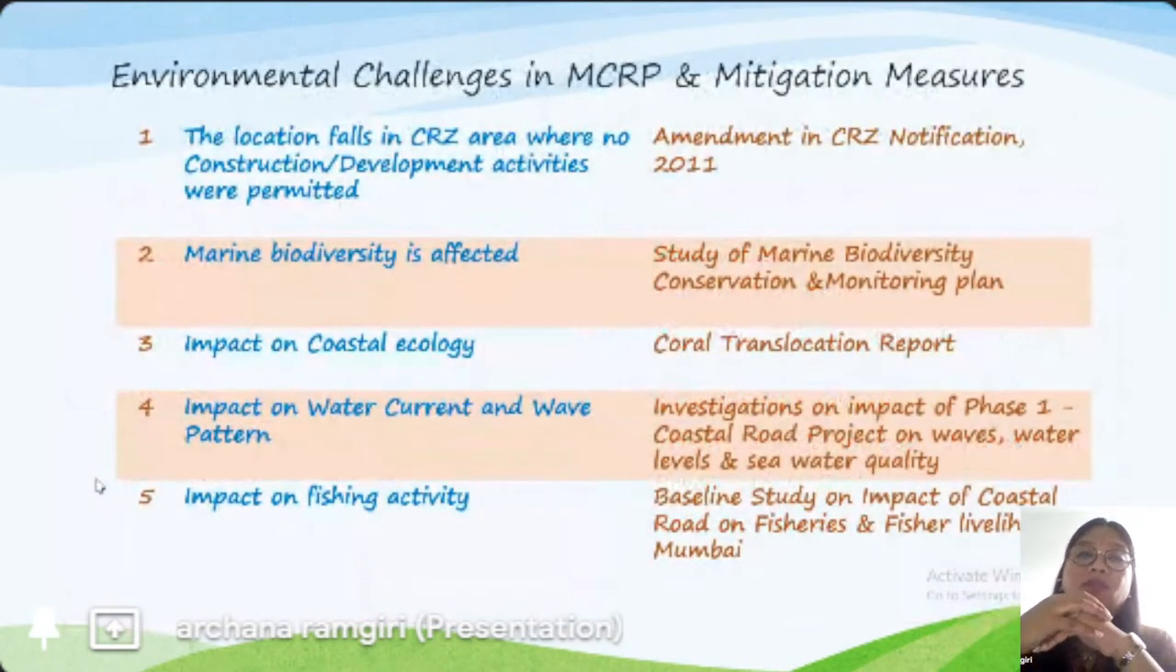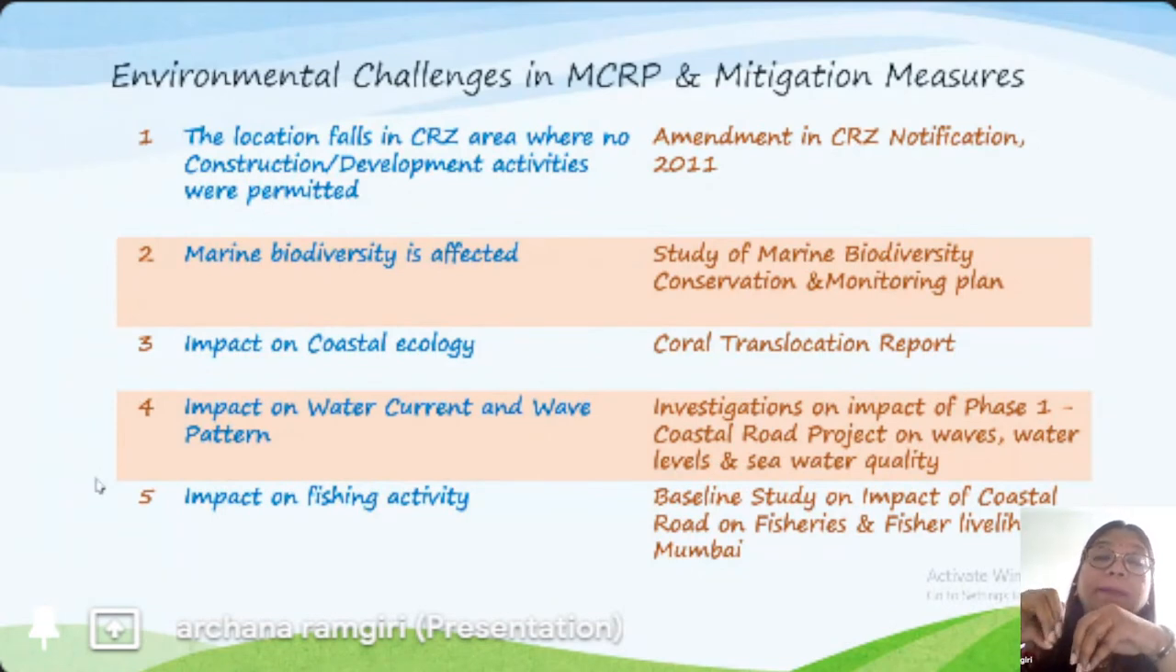So what are the environmental challenges in MCRP? The basic challenge is that the location falls in a CRZ area where no construction or development activities were permitted. So what is the measure? We need to amend the CRZ notification. Then the marine biodiversity along the alignment of the coastal road is going to be affected. So we did a study of a marine biodiversity conservation and monitoring plan, and accordingly we are going to monitor what happens to the marine biodiversity.